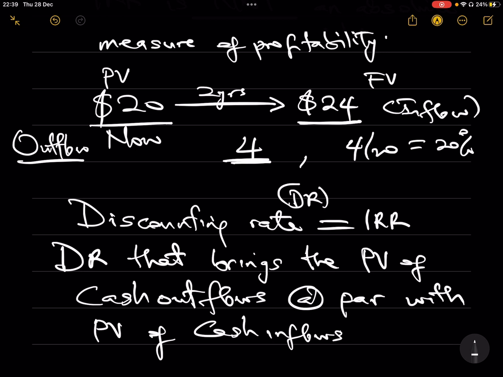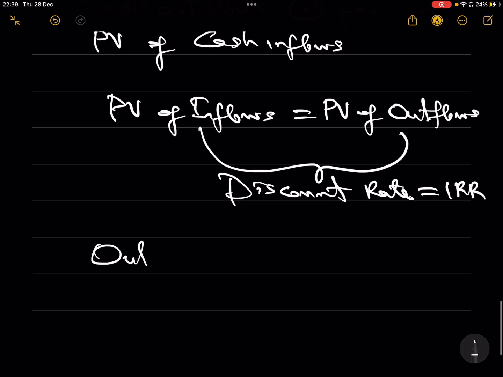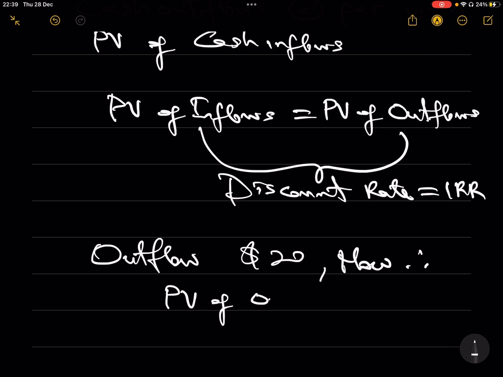Right. So now listen, $20 is your outflow. So outflow is $20. What is the present value of outflow? Because it's going out today now. So the present value will be the same. So the PV of outflow will remain 20 because there is no time between when the money is going out and now. It's going out now anyway. So the PV of outflow will remain $20.